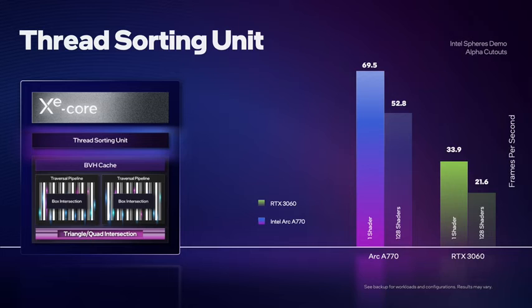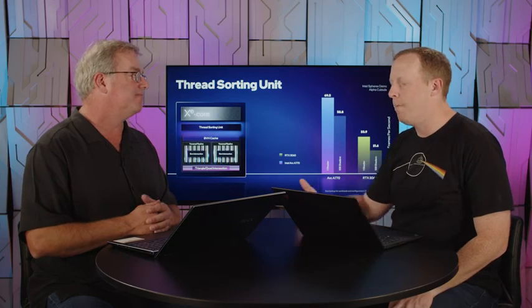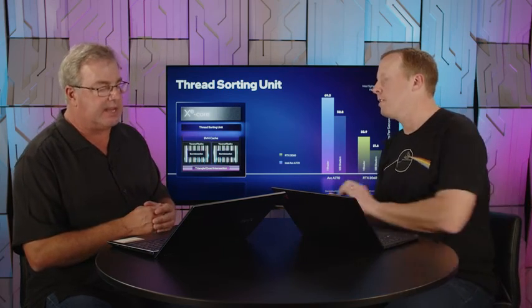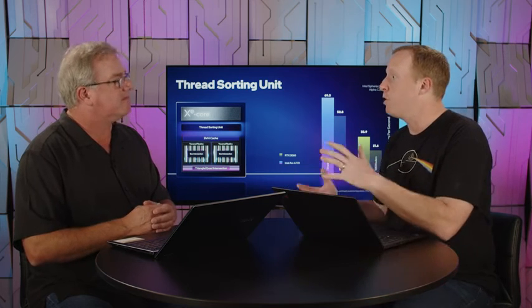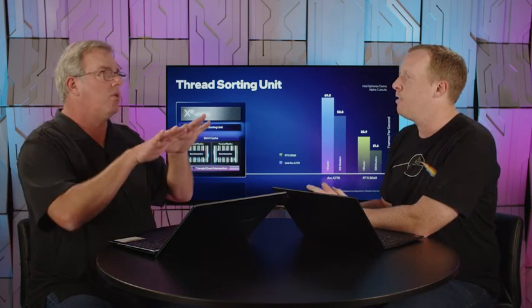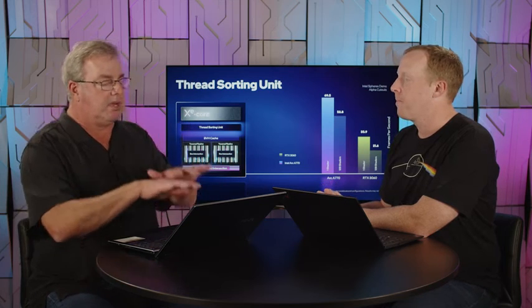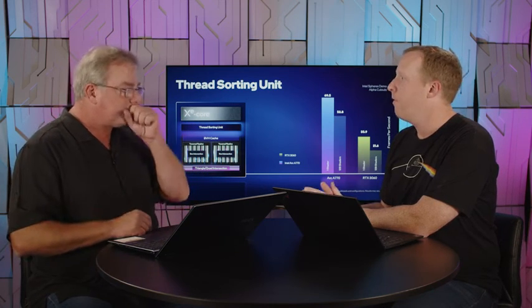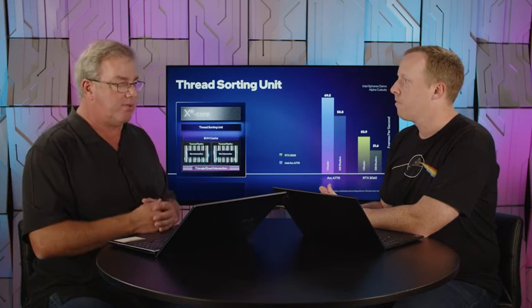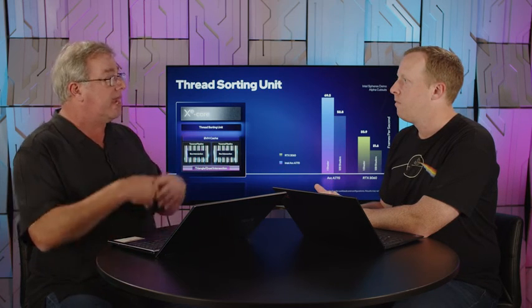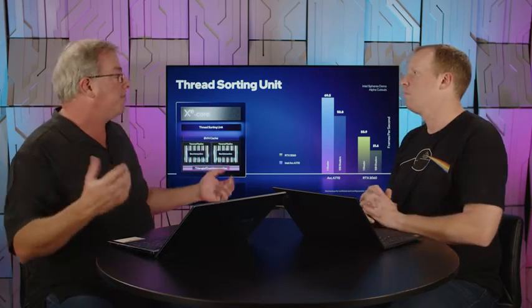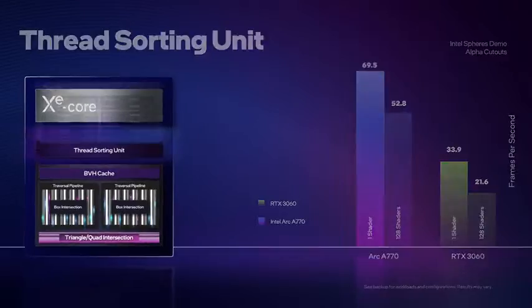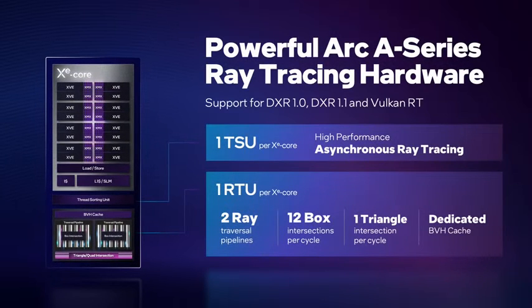If you compare that to the competition, they start out at 33.9 and they go down to 21.6. So it's a much larger relative performance decrease because of the variability, I won't say randomness, but results of the ray tracing. And more different materials will increase this difficulty, right? Right. So by adding this thread sorting unit, we're enabling the ecosystem, enabling ISV developers to be more free with materials.